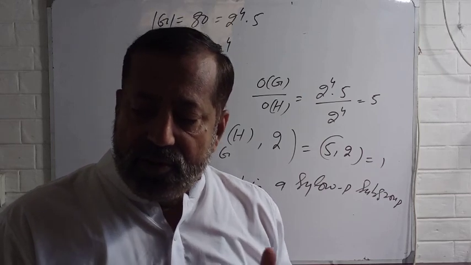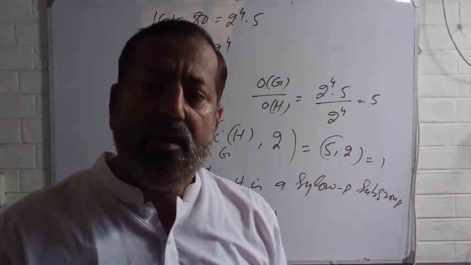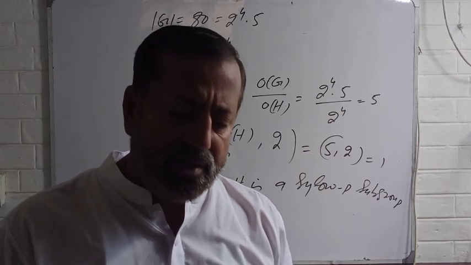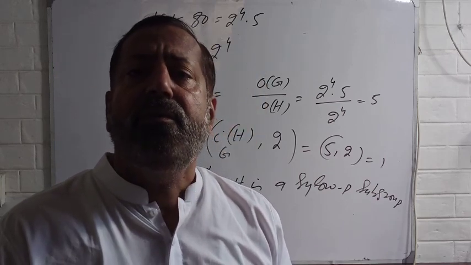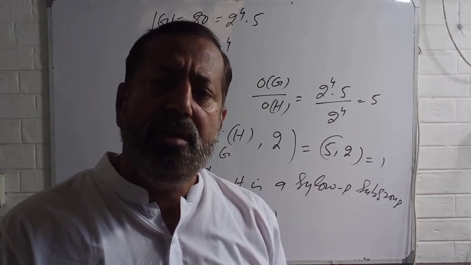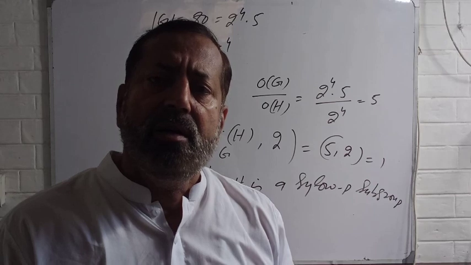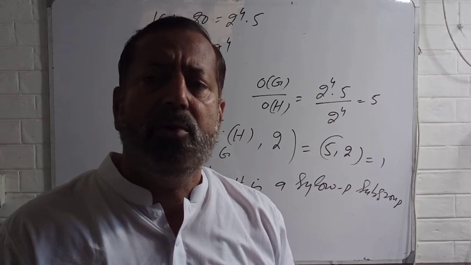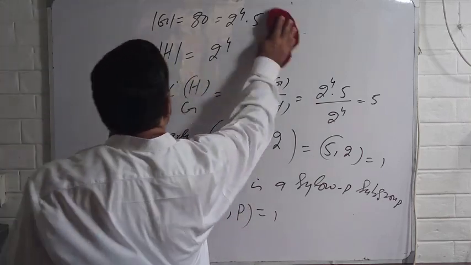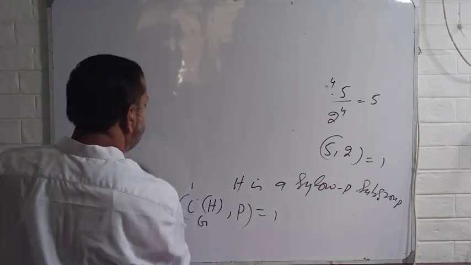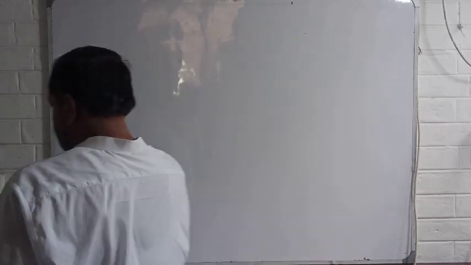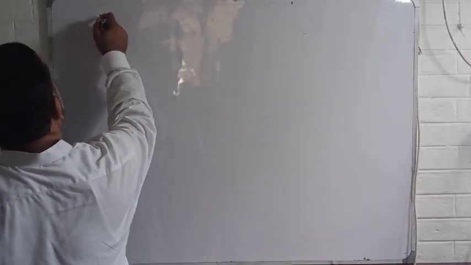Okay. So we have another definition: if H is a Sylow-p subgroup of order p power alpha, then the index of H in G and p both are relatively prime to each other, right? So write the definition, the alternative definition. This is another definition.